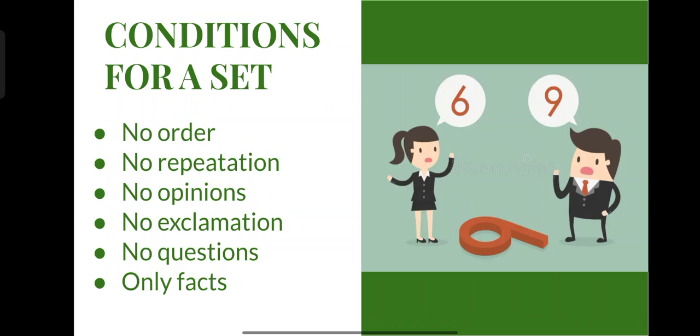So a set contains only facts, and facts mean the existing truth. Whoever reads the sentence, either everybody says that it is true, or everybody says that it is false. There is no condition in between, true or false. There should not be a sentence which can be true as well as false at the same time. We cannot include such sentences in a set.